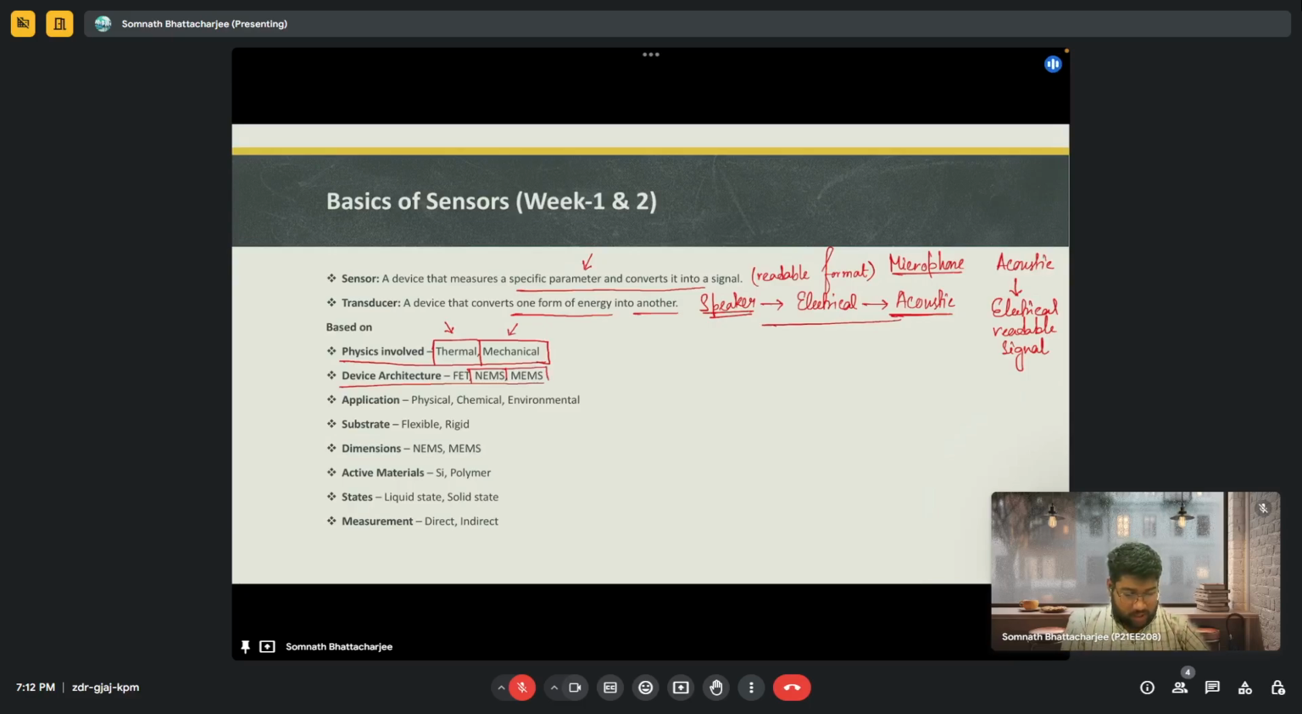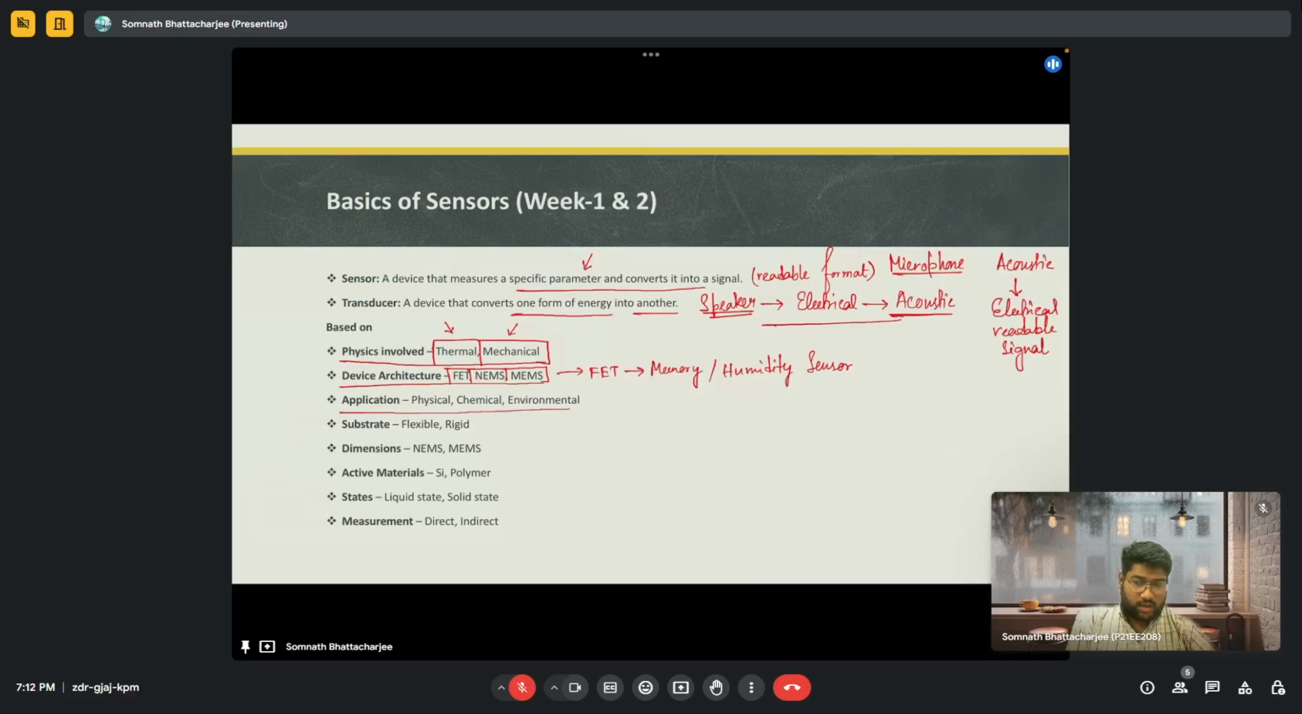Similarly, MEMS, that is micro electromechanical sensors, where the shapes are in the micro range. Then there can be field effect transistor based sensors, where using a field effect transistor you may make a memory, or a humidity sensor also. Apart from this, based on the application, which is the most common one, it may be sensing some parameters from the environment directly. So it may be an environmental sensor.